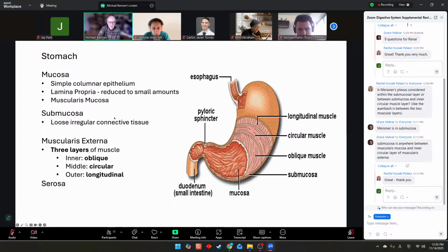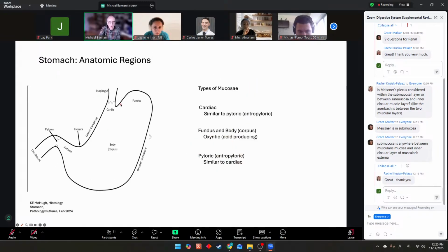The mucosa of the stomach is probably more complex than the mucosa in any of the other segments of the GI tract. So we're going to get into that next, about the different patterns of mucosa lining the stomach. But just like the other sites in the GI tract, the mucosa is epithelium, lamina propria, although in the stomach it's a very small amount of lamina propria, and muscularis mucosa. So let's take a look at why the stomach has different patterns of mucosa.